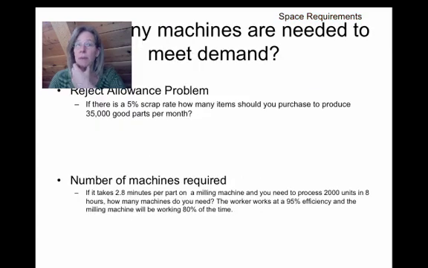So now I'm going to leave you with this question that I'm going to have you attempt for homework. It is looking at how many machining areas we are going to need in order to meet this particular demand. So first of all, there's some sort of allowance that you need to apply for a scrap rate, and then you need to calculate how many machines given a certain work time and a certain efficiency of the machines and of the workers.